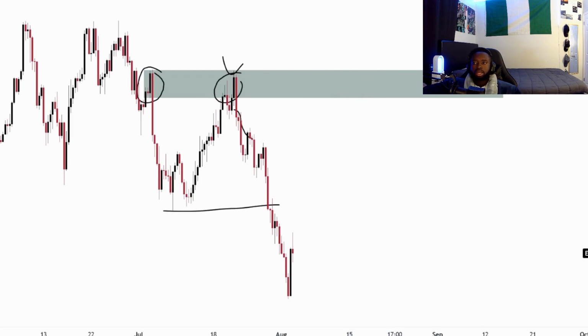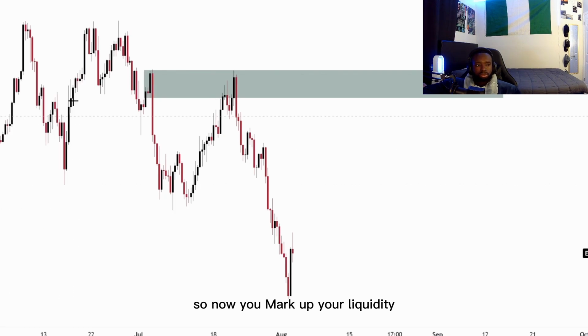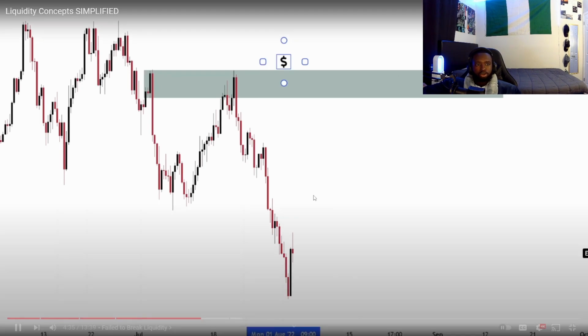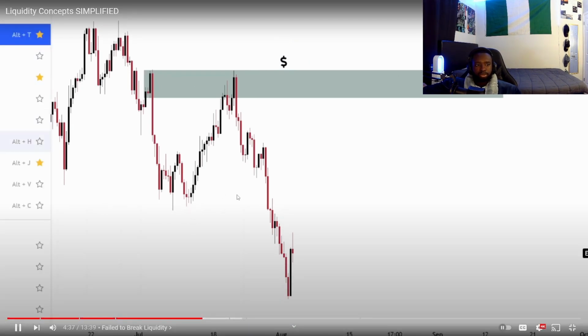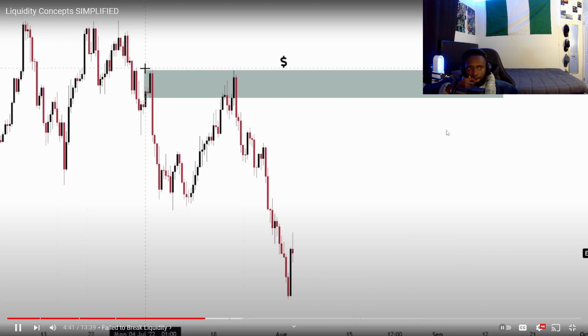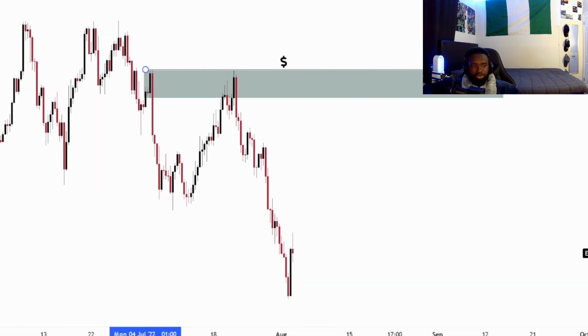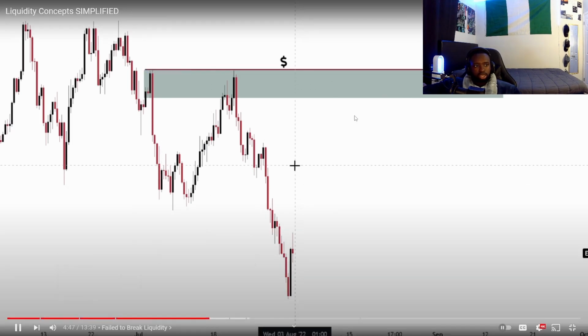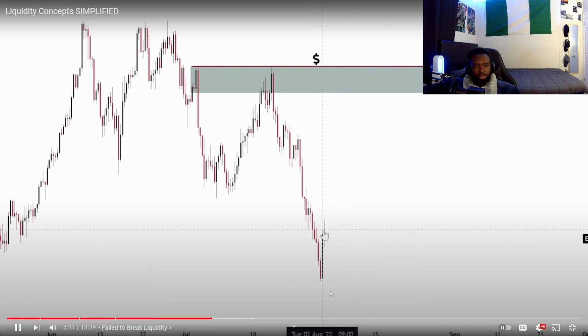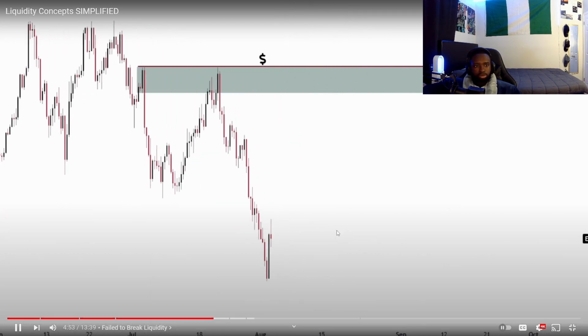Okay. That kind of makes sense. So now you mark up your liquidity. So what if price doesn't come back up there? What if it comes back to here and then sells again? But I don't know, that's just what I'm thinking. Because right now it looks like perfect structure to me. Like it went from low to high to low to high to low. And it would attract price.